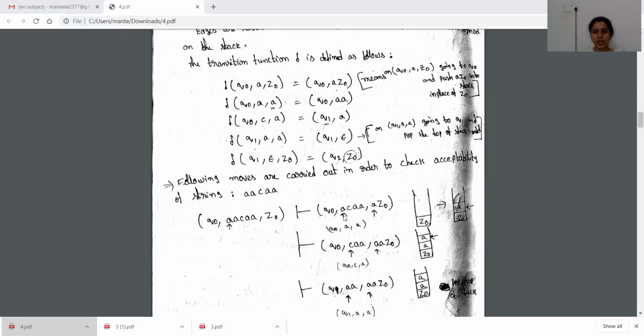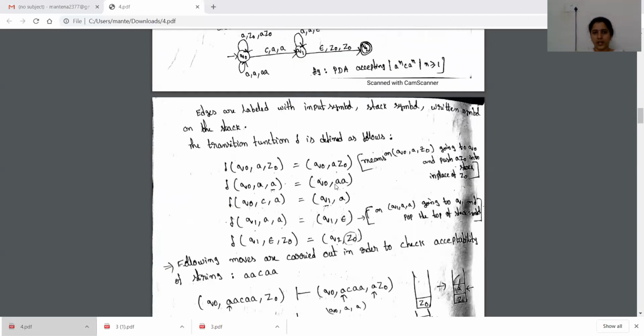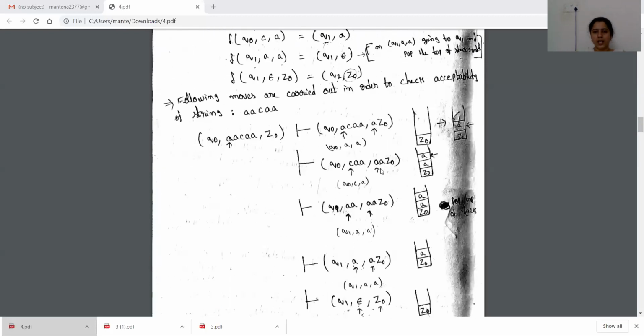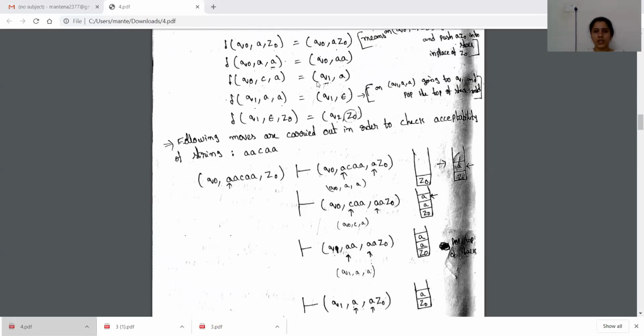Next, from Q0 on A, again push A into the stack. So after pushing A into the stack, now the stack contains A A Z0. Now Q0 on C with A, go to Q1. Now we reached the Q1 state, but don't do anything. Just simply don't push, don't pop.